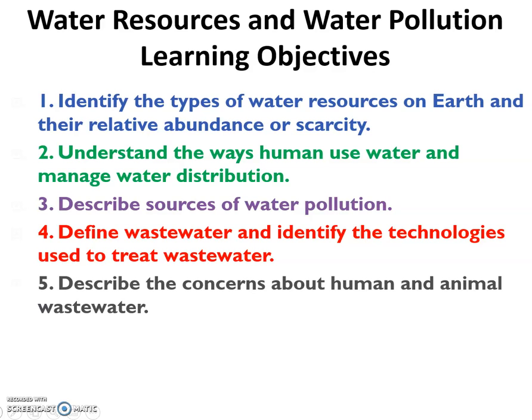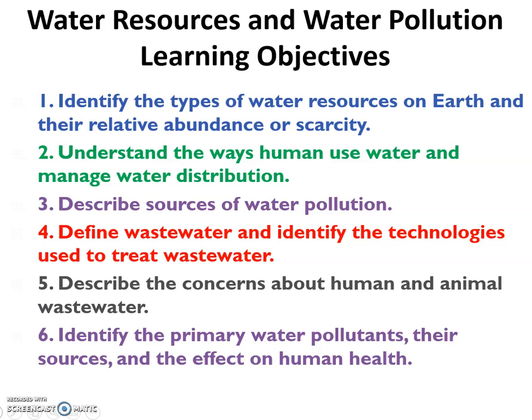Fifth objective is to describe the concerns about human and animal wastewater. The sixth objective is to identify the primary water pollutants beyond wastewater, their sources, and the effects on humans.